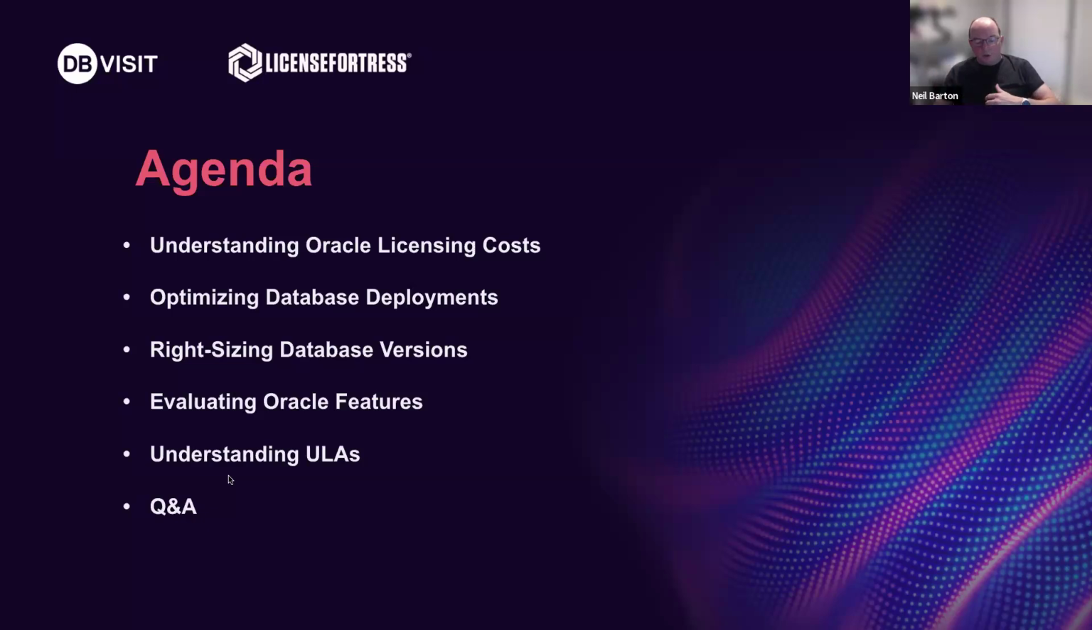Learn how to evaluate whether you should be on EE versus SE to achieve cost savings. What the trade-offs are, what the options are there. Evaluating Oracle features. Many organizations overspend on features they don't need. So how do we go about identifying those and avoiding those unnecessary costs? And then the final one before Q&A, we'll talk through understanding ULAs. What are the limits associated with those? How they can be flexible, but also there's unnecessary renewals and overcommitment. So understanding the trade-offs that come with the ULAs. And then we'll wrap with some Q&A.